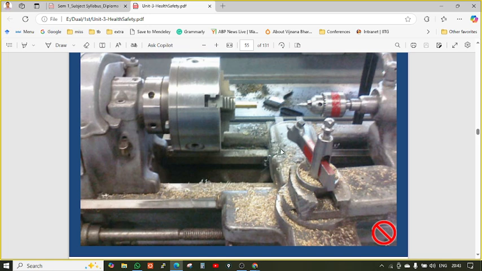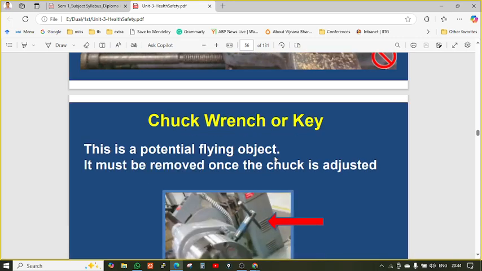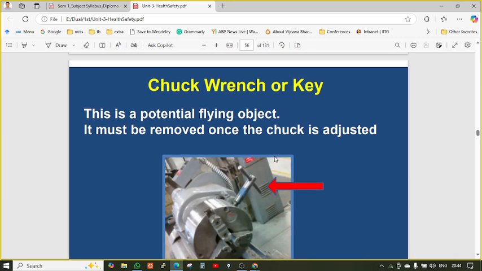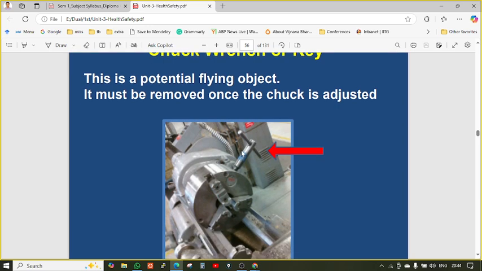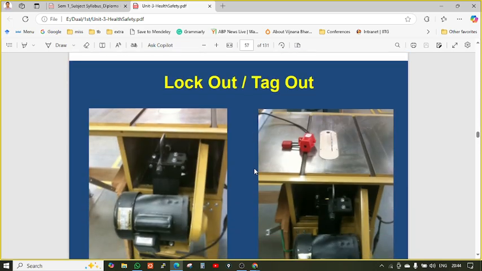Here there is a lathe machine, but there is no guard. So do not use that machine if you do not have experience with that type of machine. Okay. Then chuck wearing key. This is the Allen key, or some different keys are there. You should not leave the machine's key inside these moving parts. Lock out and tag out.